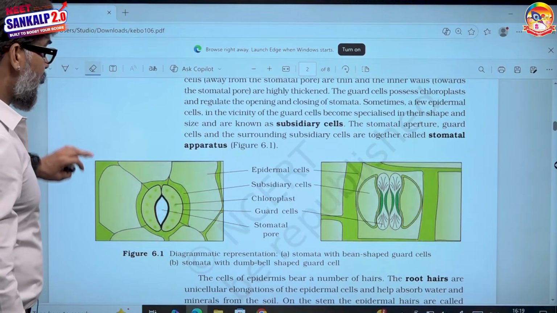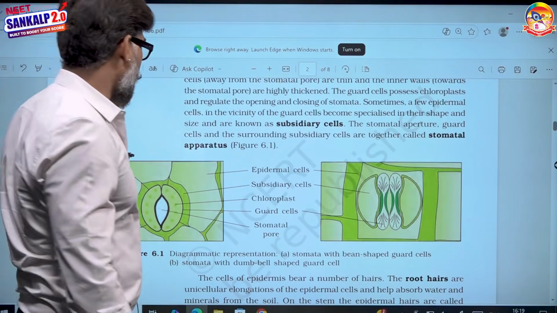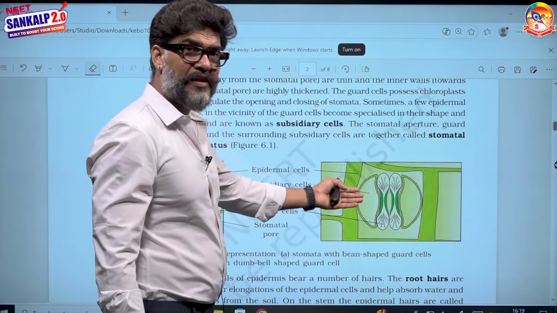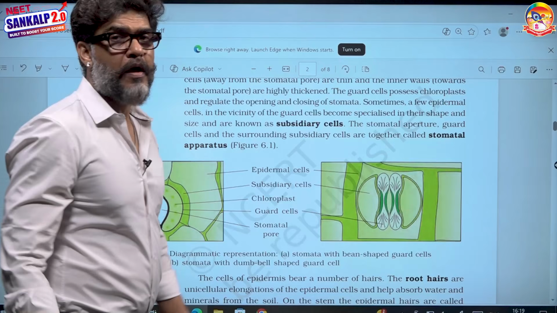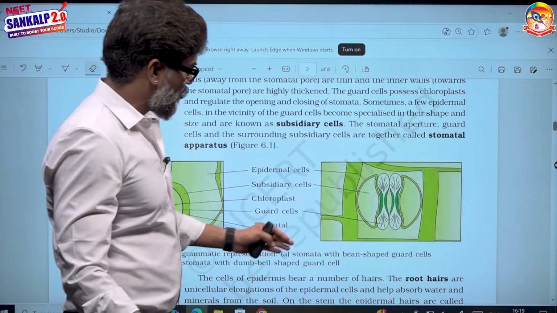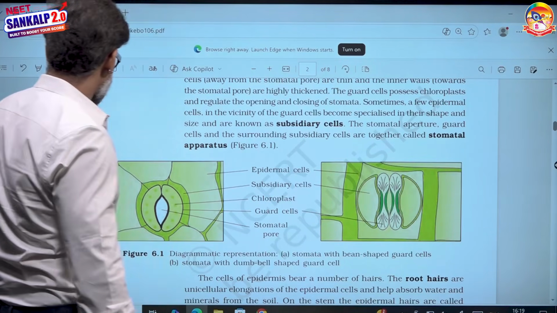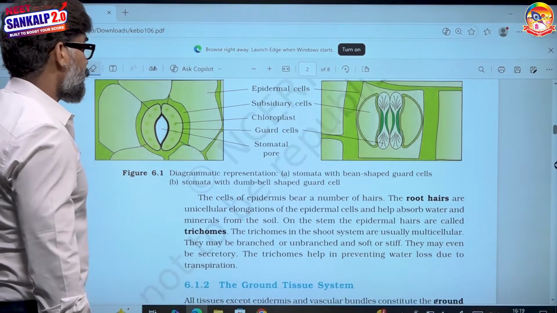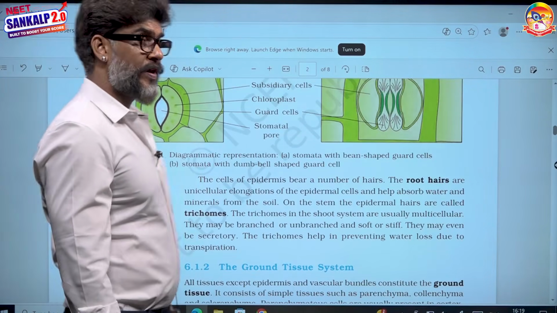This diagram with labeling you have to keep in your memory. Although here chloroplast is shown, and here not shown, it doesn't mean that the chloroplasts are not present in the guard cells of the monocots. They are present equally in both the guard cells of dicot as well as the guard cells of monocot.